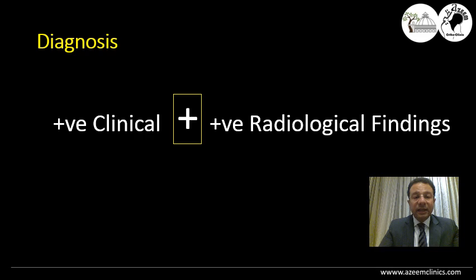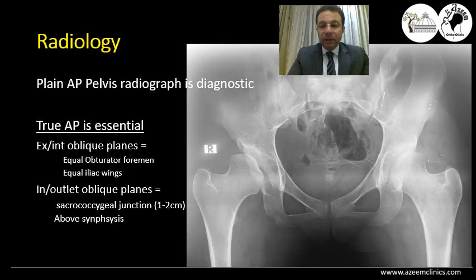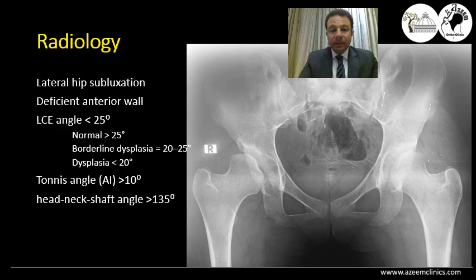So, a clear diagnosis should be made on the basis of positive clinical data and examination, plus positive radiological findings. To radiographically diagnose an acetabular dysplasia, we only need a true plain AP view of the pelvis. Usually, we rely on these criteria for diagnosis.